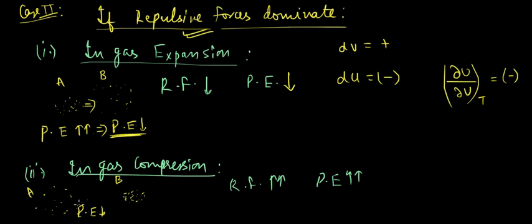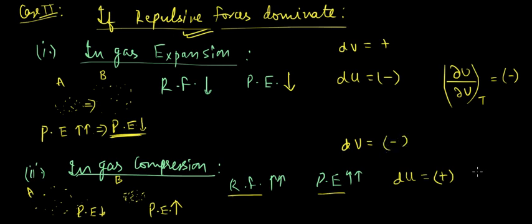And in this case, when it is compressed, the gas molecules are made to stay nearer to each other, when already the condition is that repulsive forces dominate, hence we are making state B less stable, hence potential energy would increase. And obviously repulsive forces would also increase because the gas molecules are brought nearer to each other. Hence repulsive forces increase, potential energy increases, dU would also have a positive effect, and we are seeing gas compression, so dV would be negative, hence ∂U/∂V at constant temperature would be negative again.